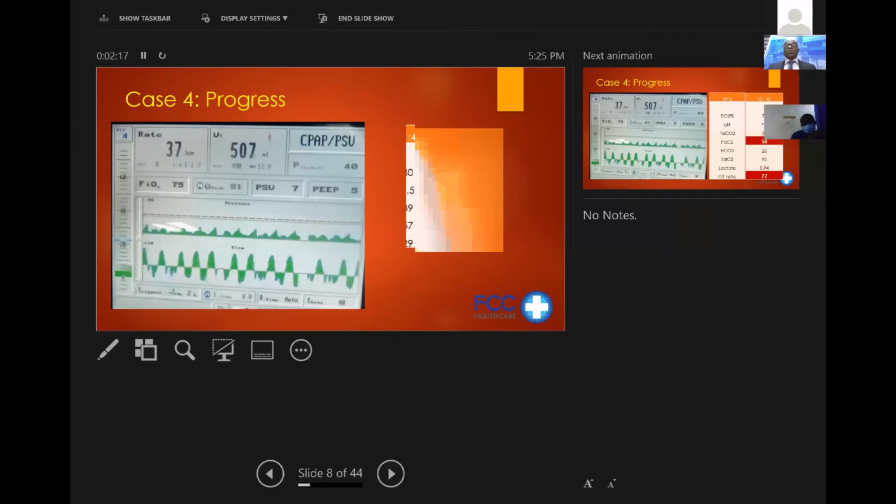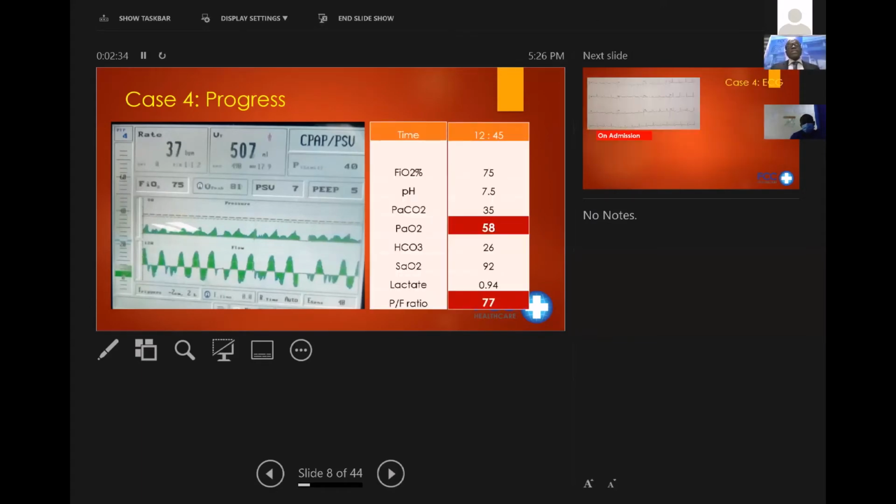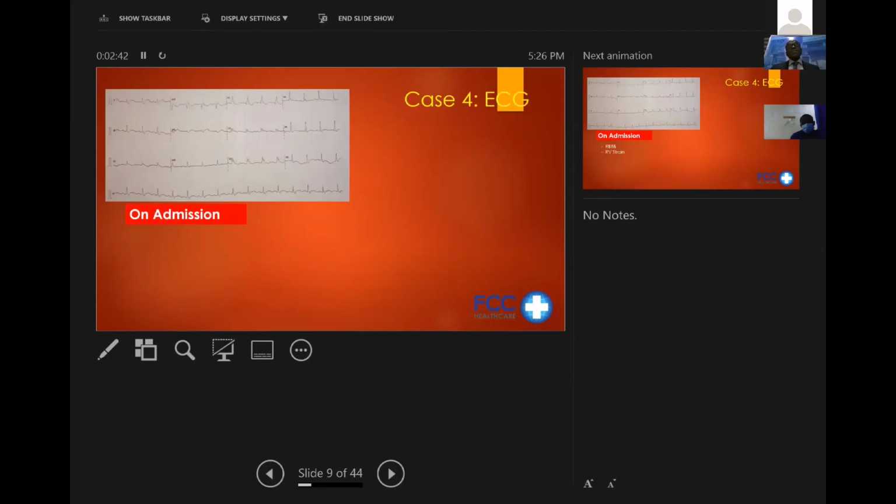This is what the screen of the ventilator looked like with CPAP, with a positive end expiratory pressure of 5 and pressure support of 7. We tried to use an FiO2 of 75%, but as you can see, we could not get a PaO2 of 58 with this after 30 minutes. We carried on, and we increased the FiO2.